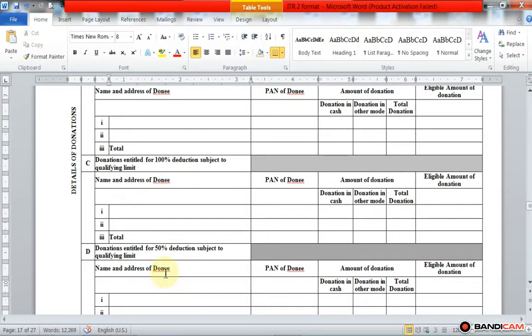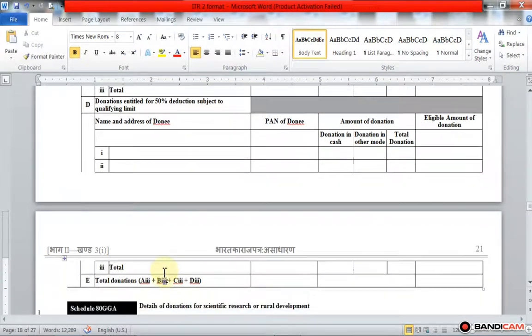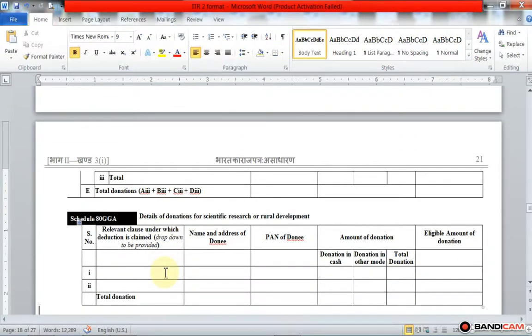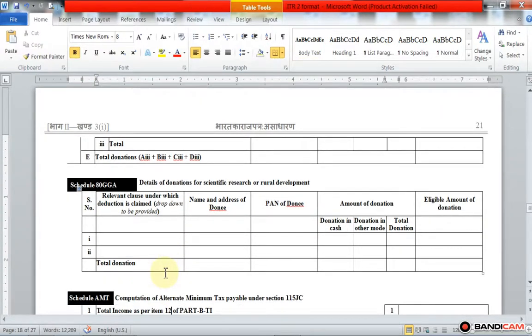Then donation entitled to 100% subject to qualifying limit. So here the donation limit is 50%. So here we provide the information relating to 80G if applicable to the assessee. If not applicable, then we ignore this information while filing.